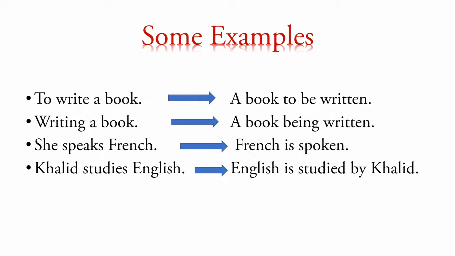Now we move to an actual sentence. She speaks French. French is spoken. We have the object French, and speaks is in the simple present, so we have the verb to be is. This is the simple present. And we have spoken, the past participle of the verb speaks. Okay? Khalid studies English. Studies is in the simple present. So English is studied by Khalid.